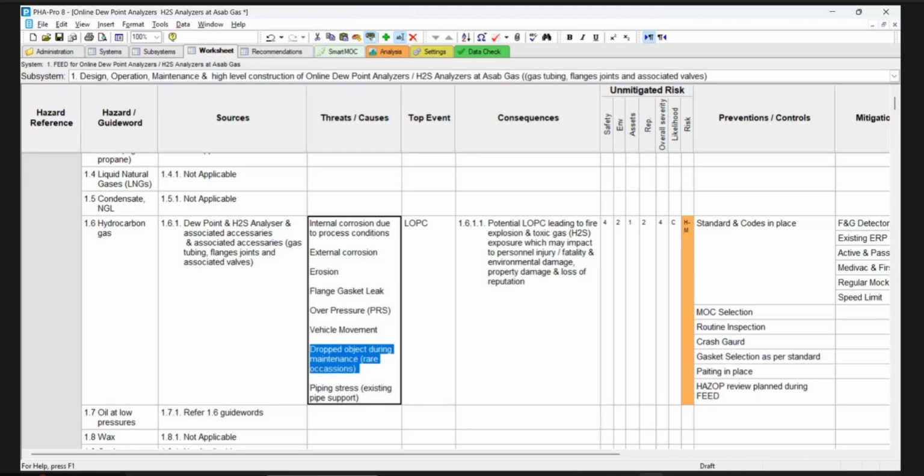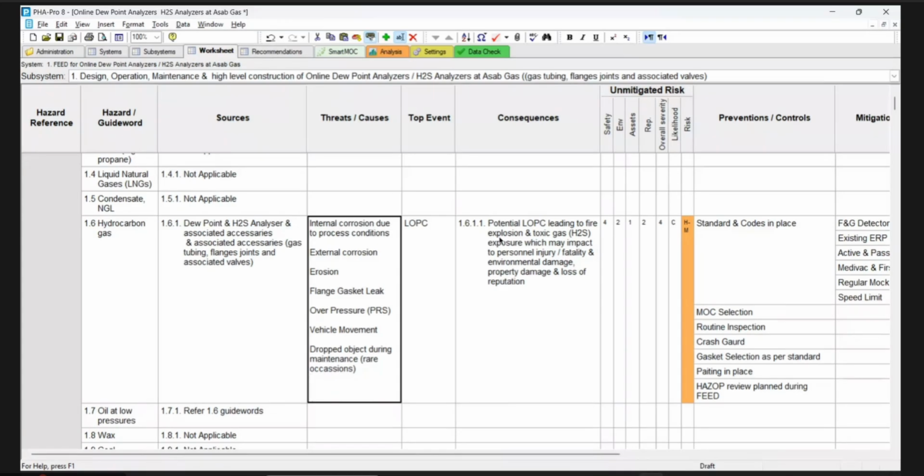Dropped object, what do you think, Rakesh? We will remove it, dropped object, or we'll keep it? Dropped object, okay, because it's a live facility and you're putting it next to the existing pig launchers and receivers. Yeah, let us keep it. And piping stress, maybe tubing stress? Tubing stress, I don't think so. Tubing stress is not required as such. Okay, fantastic.